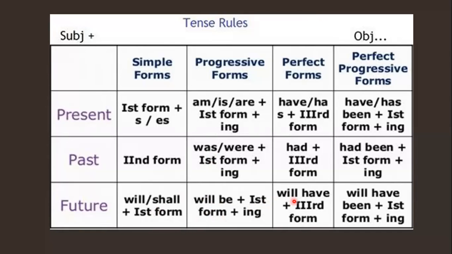Then the future perfect form, we have will have with the third form. Now again, it's very simple. There is no confusion here. We always have will and have. It cannot be will has. It will always be will have. Okay. And again, the future continuous tense will be will have been and the first form with ing. Okay. So it's very simple.